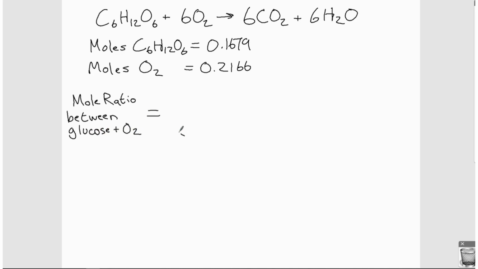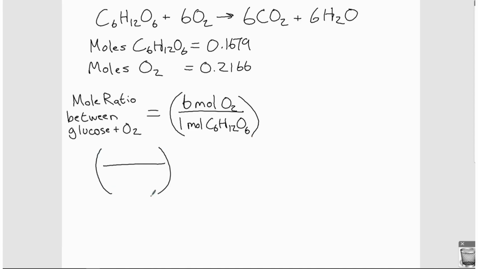So I'm going to set up a mole ratio. 6 moles of oxygen for every 1 mole of glucose. I'm going to put it like this in a fraction form. And basically, I'm going to use this mole ratio between the two substances to figure out which one of my reactants ends up being the limiting reactant. And the way I'm going to do this is I'm going to convert my moles of glucose into moles of oxygen.